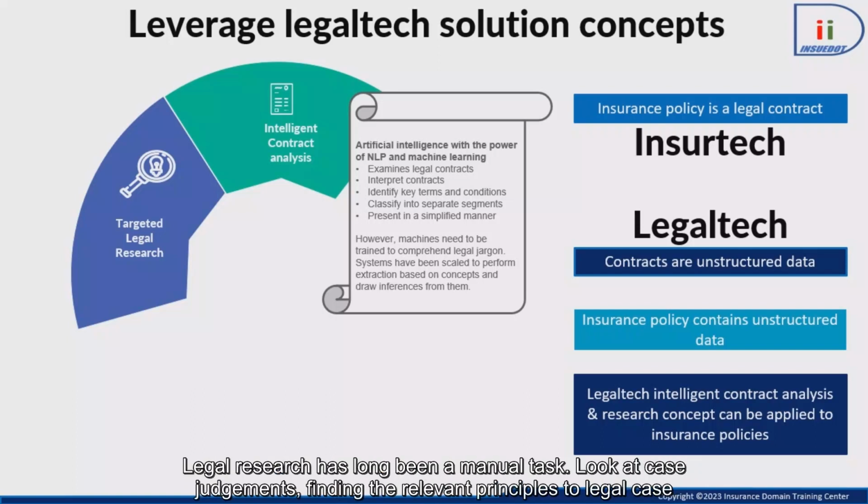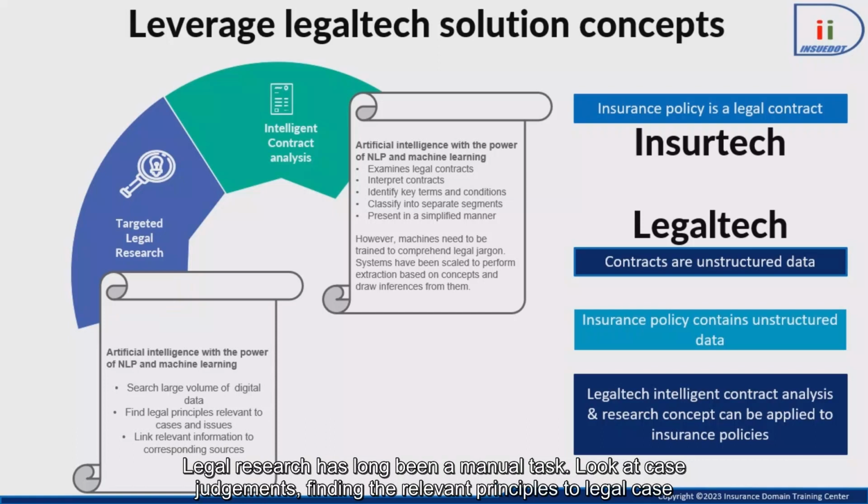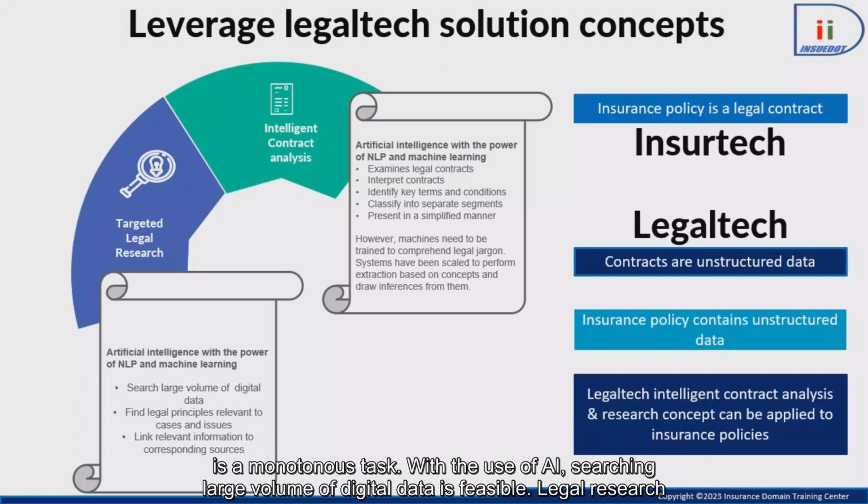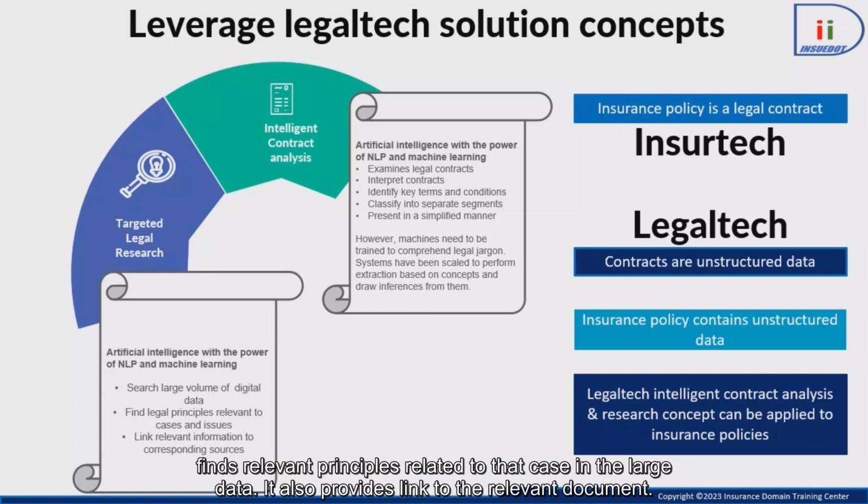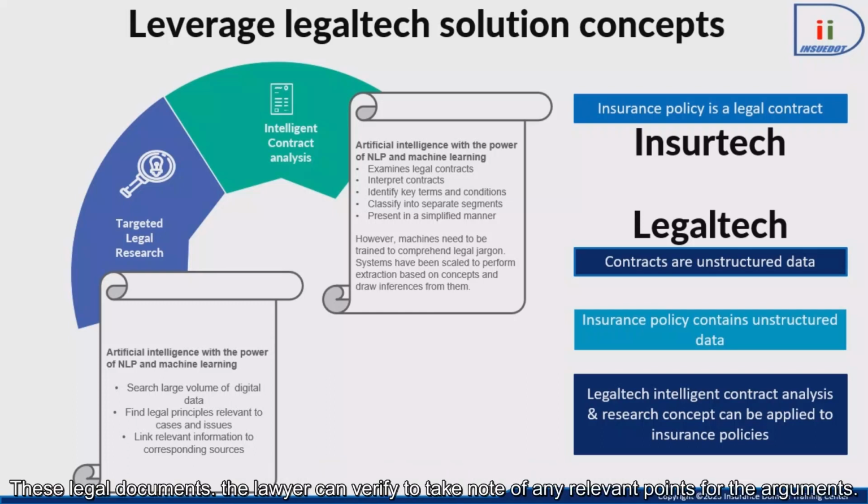Legal research has long been a manual task. Look at case judgments. Finding the relevant principles to a legal case is a monotonous task. With the use of AI, searching large volumes of digital data is feasible. Legal research finds relevant principles related to that case in the large data. It also provides a link to the relevant document. The lawyer can verify these legal documents to take note of any relevant points for the arguments.